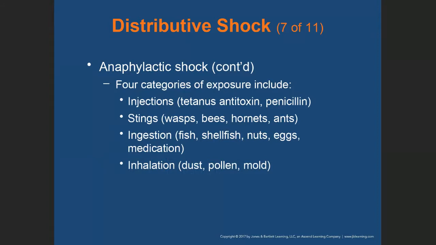Now, four categories of exposure include injections: tetanus, antitoxin, penicillin; stings: wasps, bees, hornets, ants; ingestion: fish, shellfish, nuts, eggs, medication; and inhalation: dust, pollen, mold. An anaphylactic reaction is a reaction that's unpredictable.